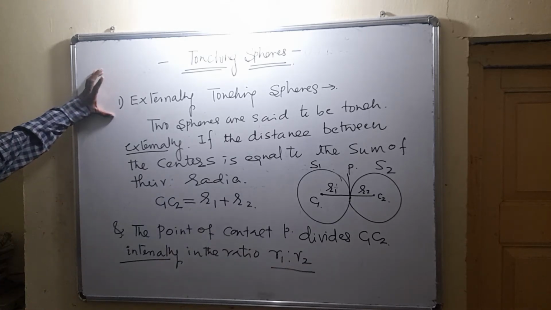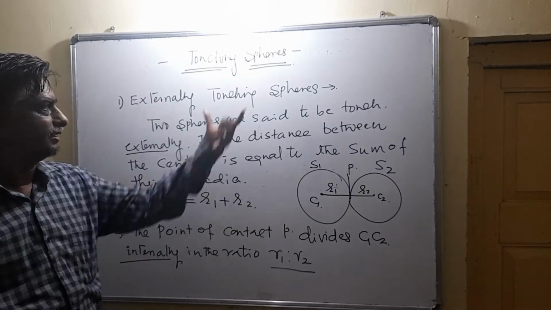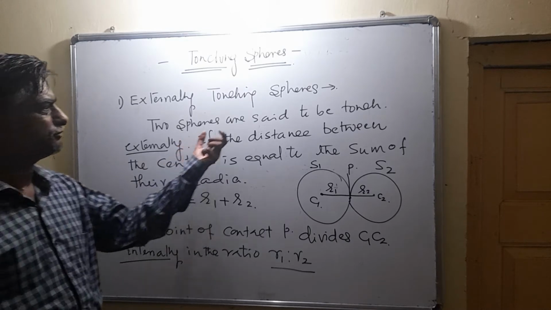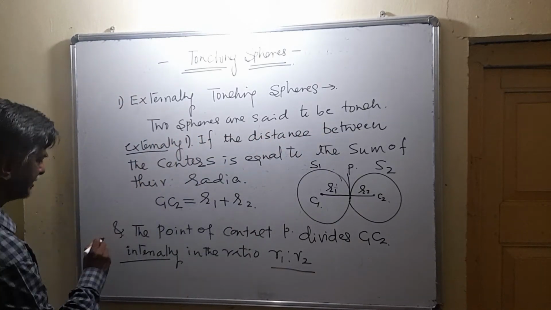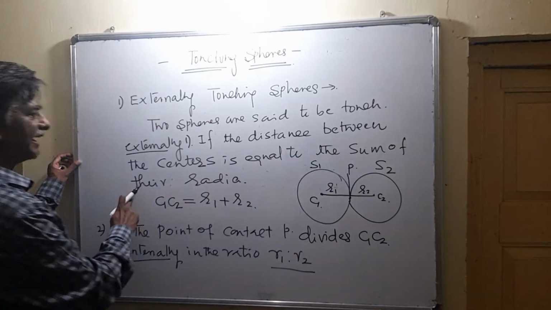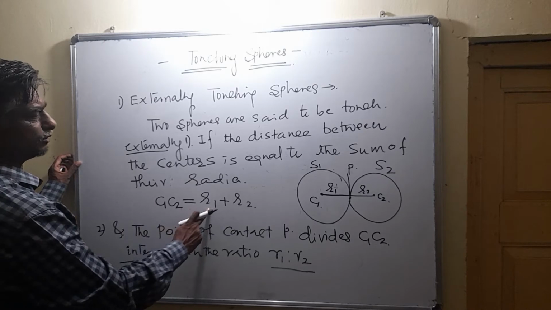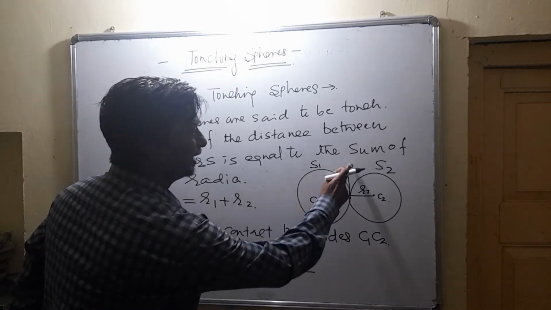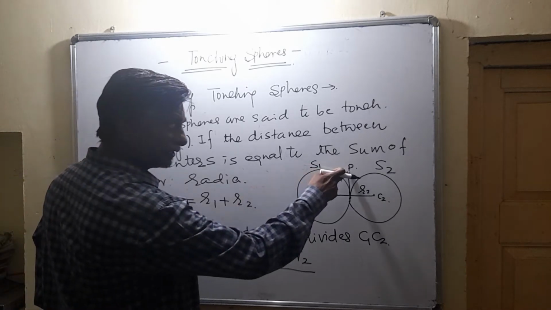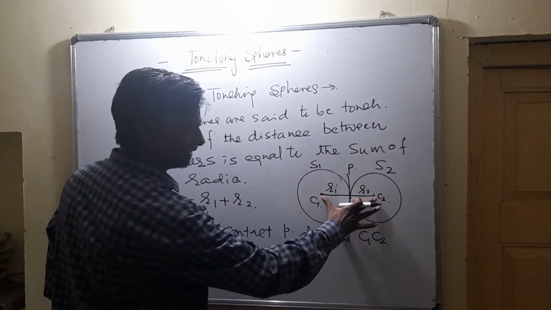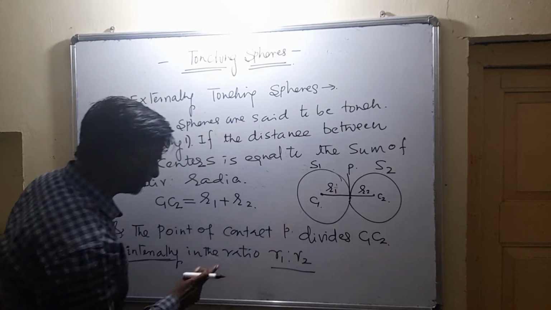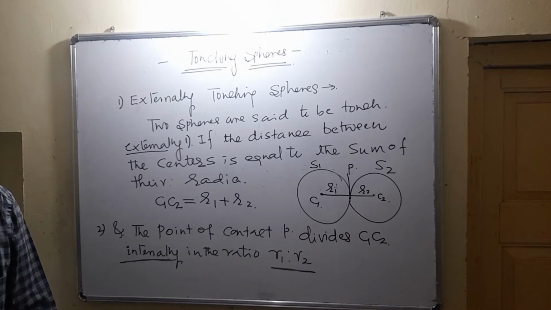Touching spheres, first, externally touching spheres. Important for our study: two spheres are said to touch externally if the distance between the centers is equal to the sum of their radii, C1C2 equals R1 plus R2, and the point of contact P divides C1C2 internally in the ratio R1 is to R2. Do you understand?